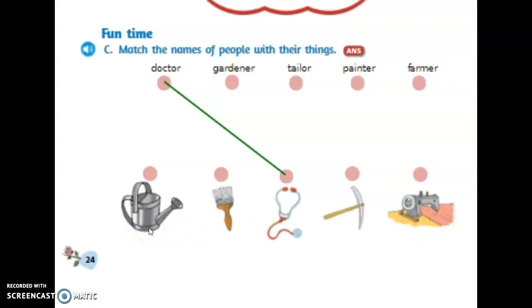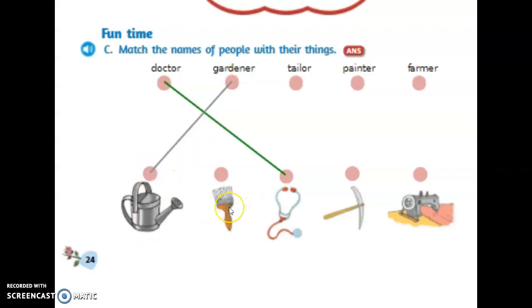First one is a water can. Second picture is a paintbrush. Third one is a stethoscope. Next one is a hoe. Next one is a tailoring machine or a sewing machine. Let's see. A shower can is used by a gardener, isn't it?